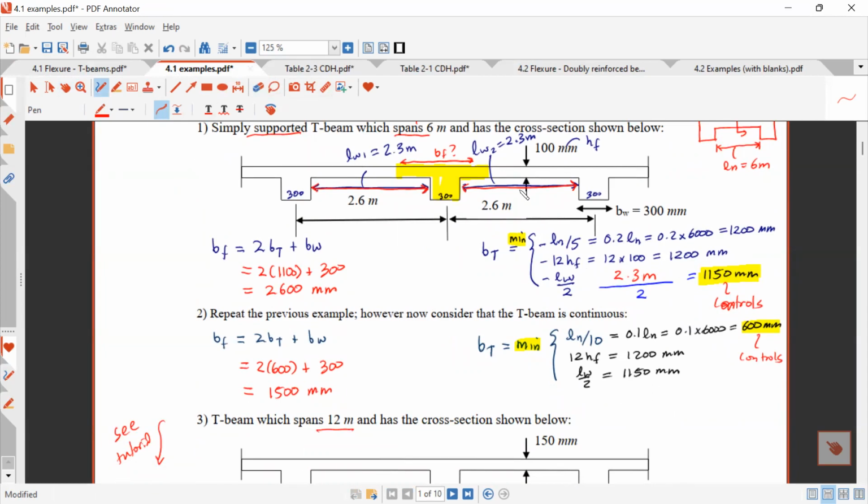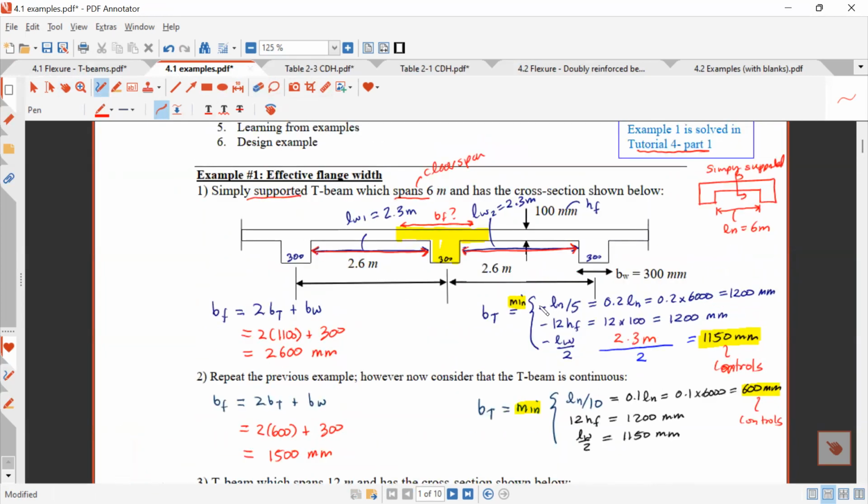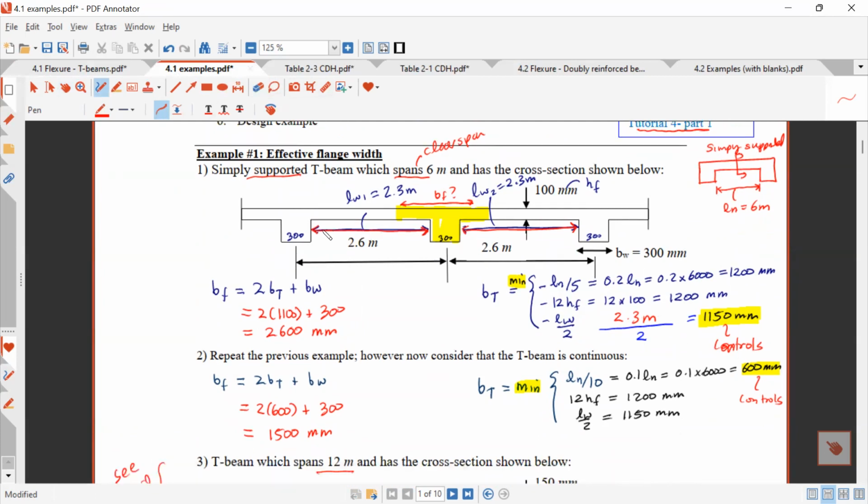Not really clear. Okay, so we have to take the minimum of these three things. So ln over 5, hopefully everybody got that. It's the clear span of the beam divided by 5. 12 hf is 12 times the thickness of the slab. For lw, it's the clear distance between the webs. There's one on the left and one on the right. So you calculate this clear distance.